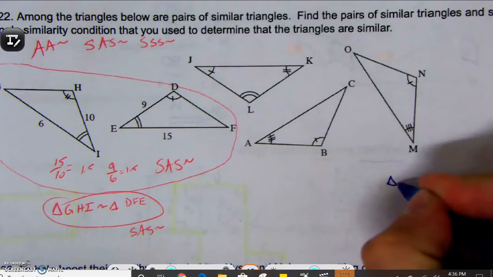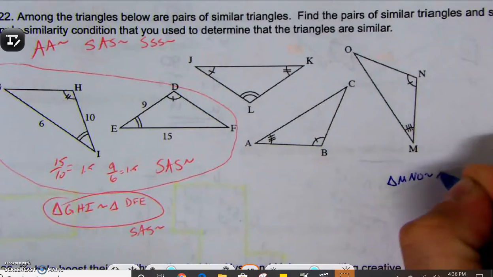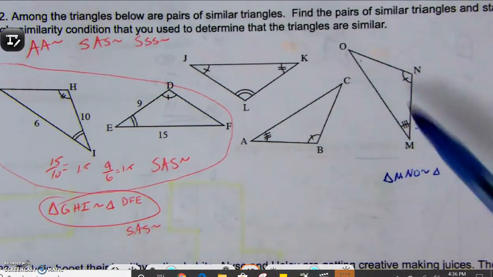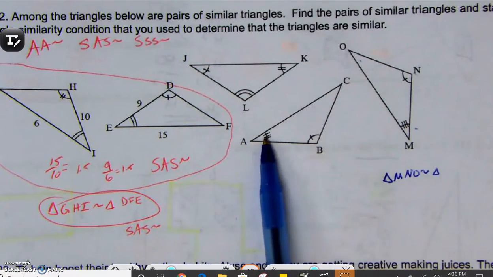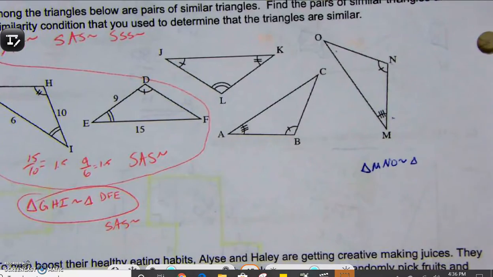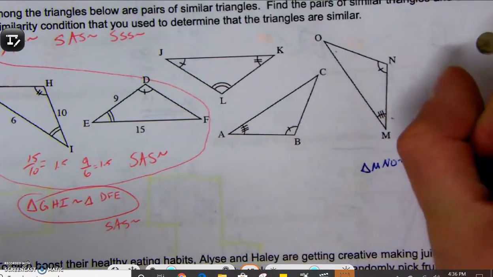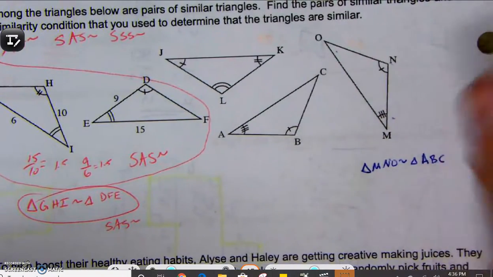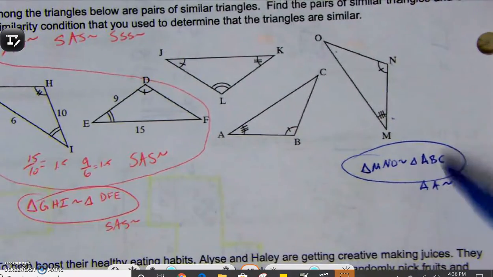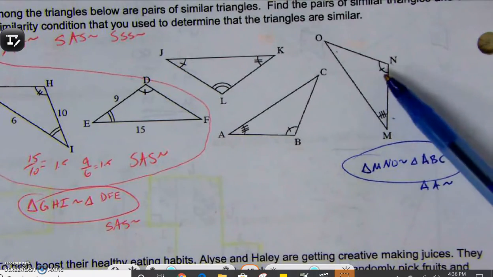If I name this one triangle MNO is similar. If I call it MNO, I need the 3, and then I need the 1, and then in this case there's nothing, so I just need the 3 to the 1, and also in that case there's nothing. So I can say triangle MNO is similar to triangle ABC, and we would know that is the case by AA similarity.